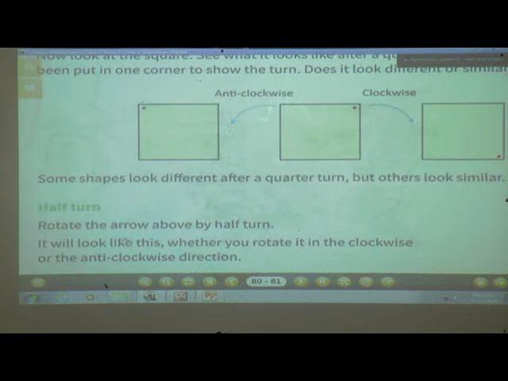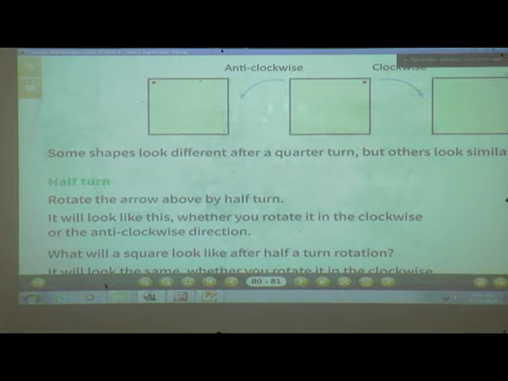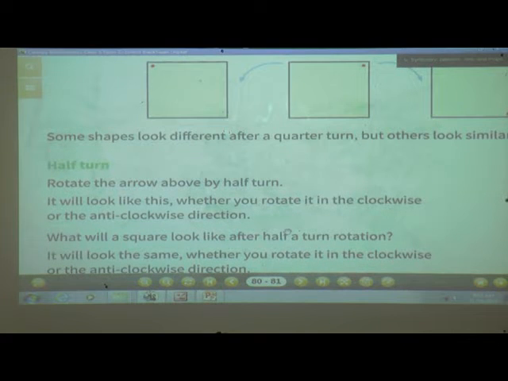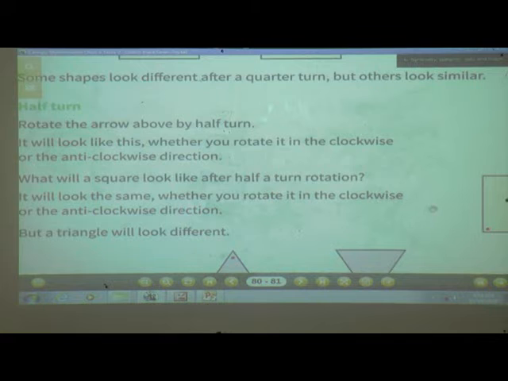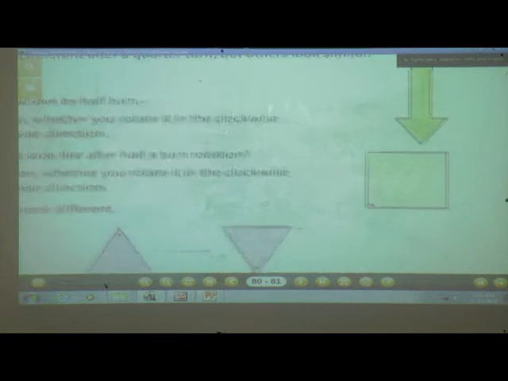Now for a half turn. Rotate the arrow above by a half turn. It will look like this whether you rotate it in the clockwise or anti-clockwise direction. What will a square look like after a half turn rotation? See, in this figure, what will a square look like after a half turn rotation? So students, think about it. Where will it come? You will think and tell me.